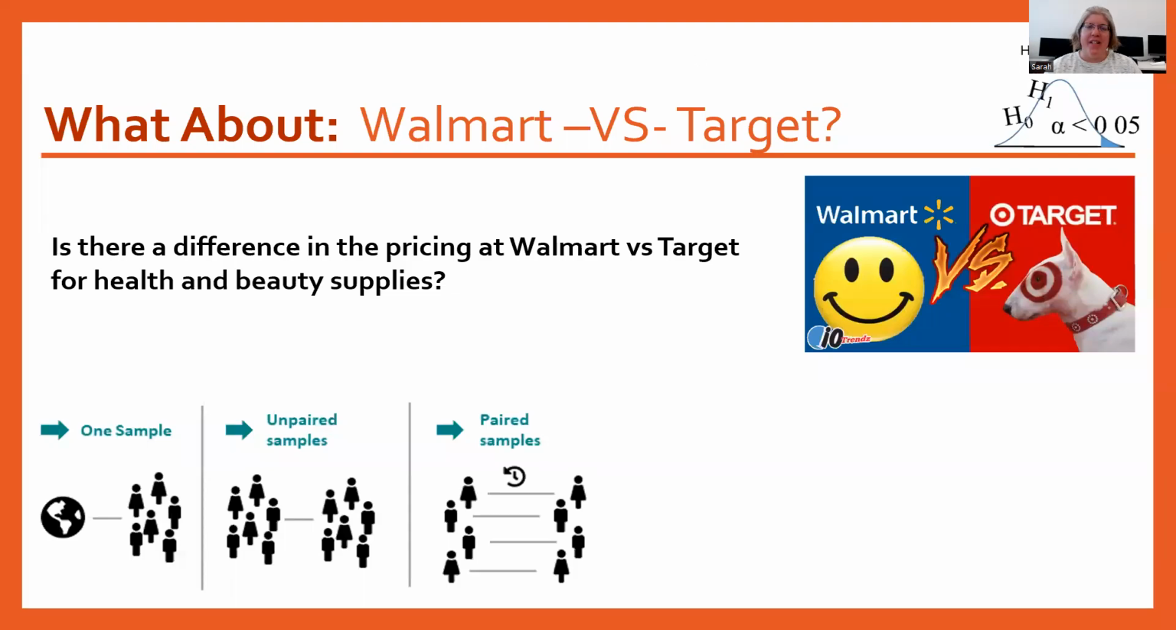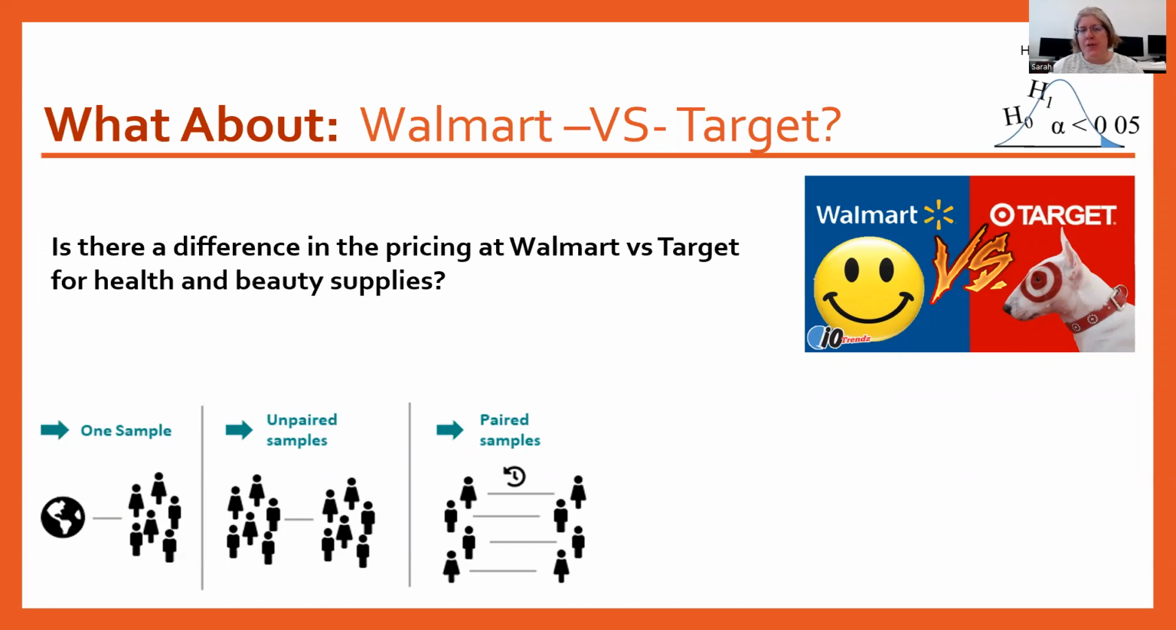Now that we've looked at several examples of a two-sample t-test, I want to consider a new scenario. Suppose we're interested in comparing prices at Walmart and Target for health and beauty items. There are a couple of different ways we could set up that research.